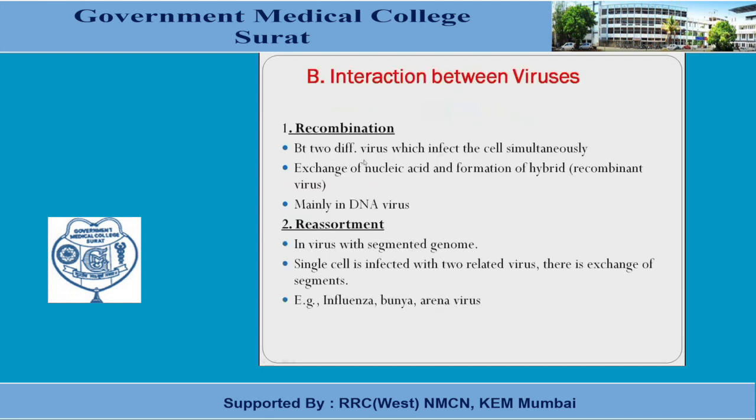Then interaction between viruses. There is recombination between two different viruses which infect the cell simultaneously. So this is recombination: exchange of nucleic acid and formation of a hybrid is known as a recombinant virus, and mainly it is seen in DNA viruses. Then reassortment, which occurs in viruses with a segmented genome. A single cell is infected with two related viruses, and there is an exchange of segments, right? So influenza, bunyavirus, and arenavirus are examples of reassortment.